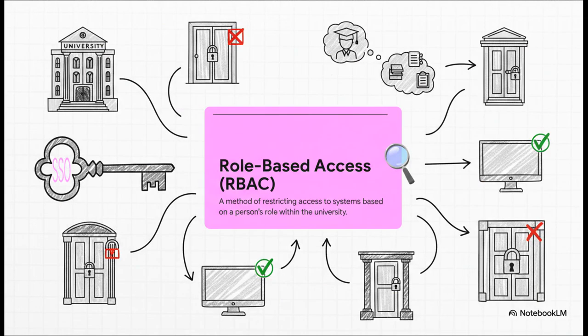But, okay, think about it. If SSO is the master key that gets you in the front door, there has to be another system that decides which rooms inside that key can actually open. That system is called Role-Based Access Control, or RBAC. This is the crucial part. Just because you have the key doesn't mean you can go everywhere. Your role is what determines your access.